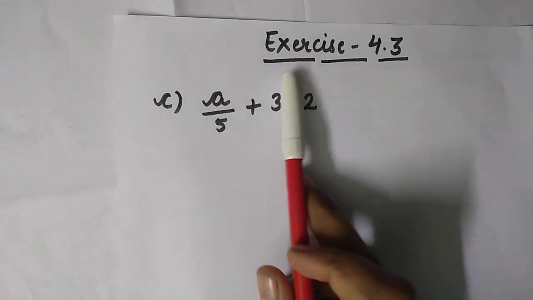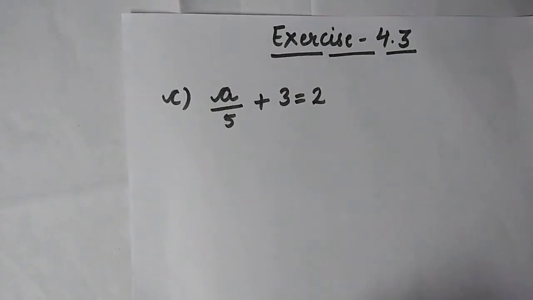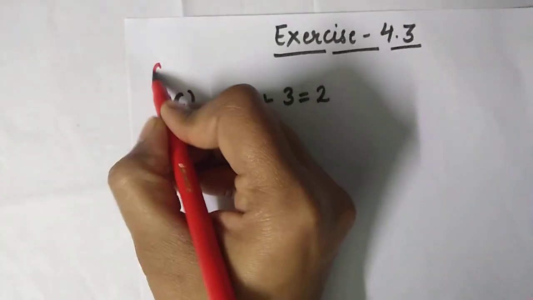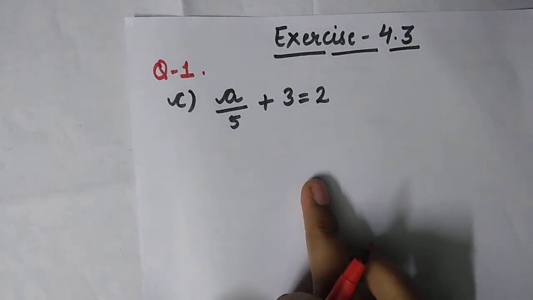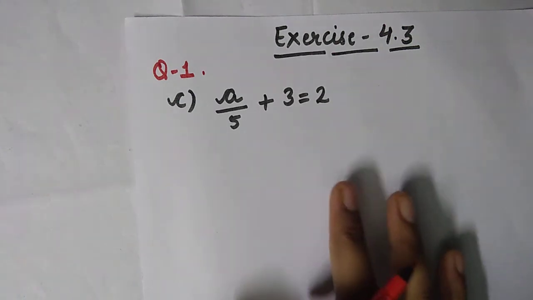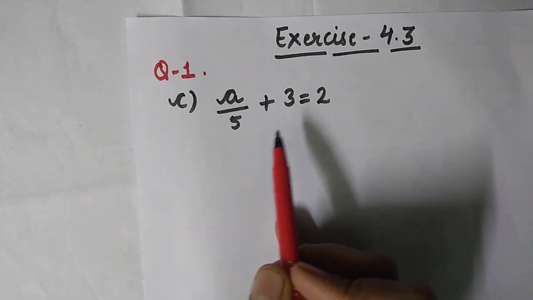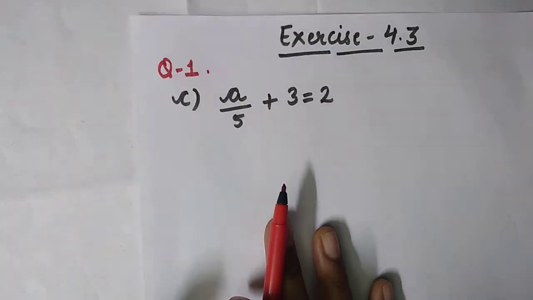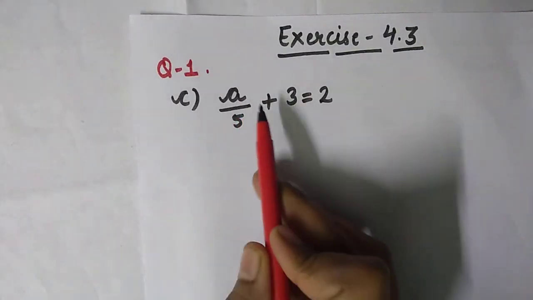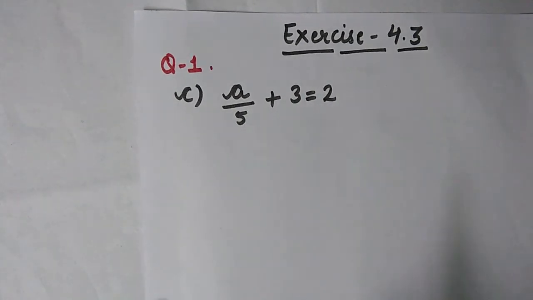So students, this is exercise 4.3. I am taking question number 1, that is solve the following equations. Okay, and the concept we have already learned in lecture number 2. Only we need to practice now. So question number 1, solve the following equations, and here I am taking part C. So you have to find the value of A. That is the meaning of solve. Solve means you have to find the value of the variable present in the equation.